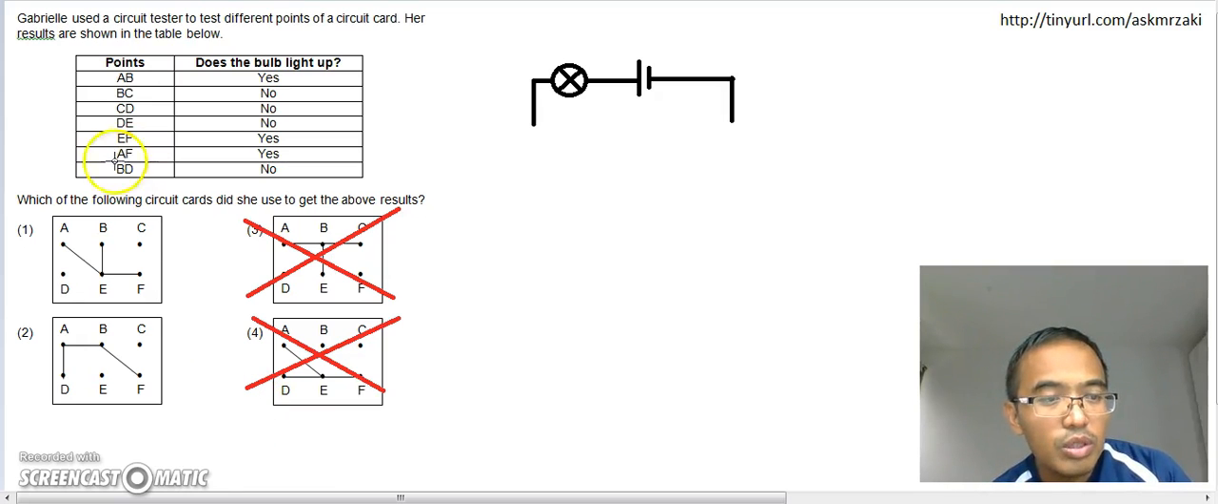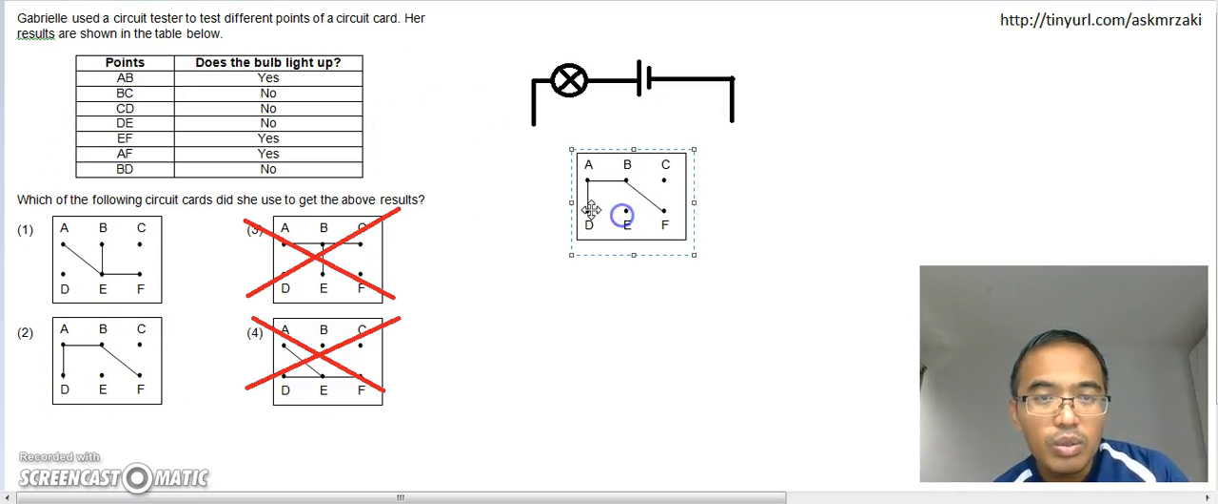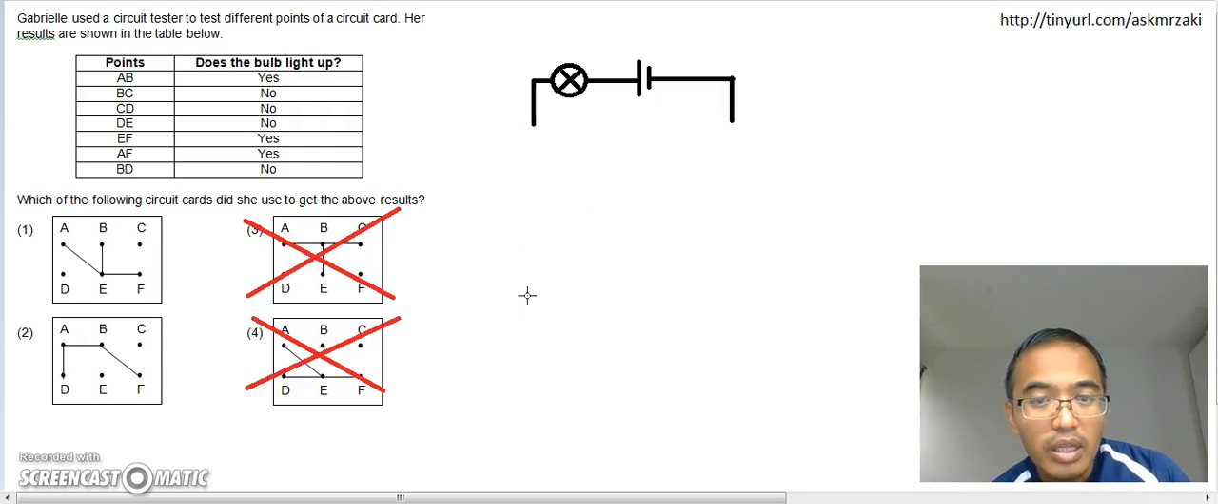Now let's look at option 2 again. Would C and D light up? You can actually just do this again. Let's see, C and D will also not light up. So that means number 2 can still be the answer. Okay, can you see that?